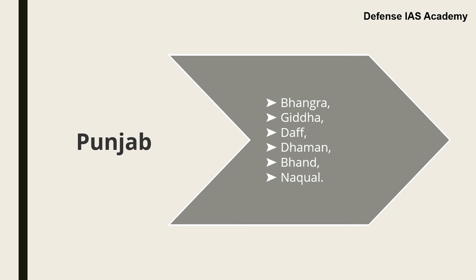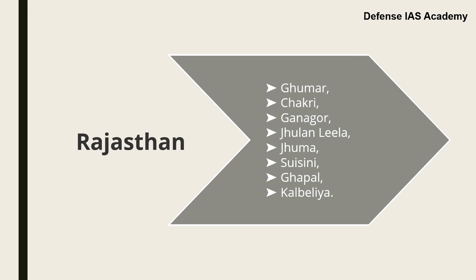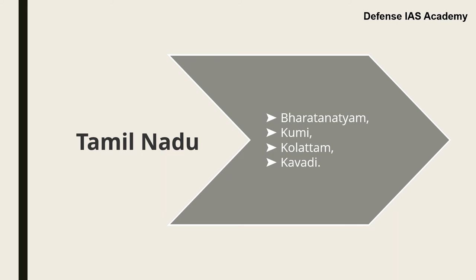So the performances of this particular art form mainly focus on love and emotions. Okay, so love and emotions are the major themes of this particular art form. So that is with the commonly popular art forms of Punjab. Next is Rajasthan, where you have Ghumar, Chakri, Gangaur, Julan Leela, Jhuma, Suisini, Gapal, Kalbelia. These are the art forms of Rajasthan. Next, Tamil Nadu, you have Bharatanatyam, Kummi, Kolattam, and Kavadi.